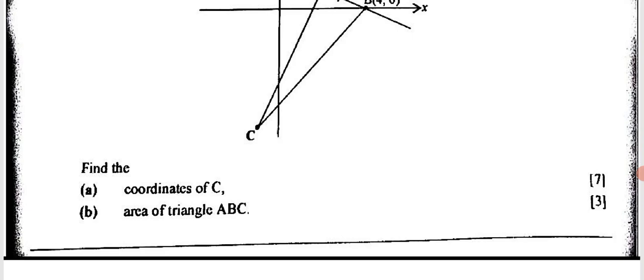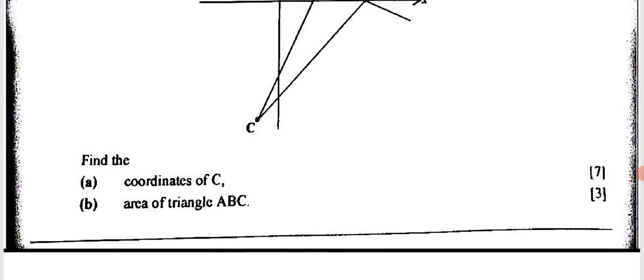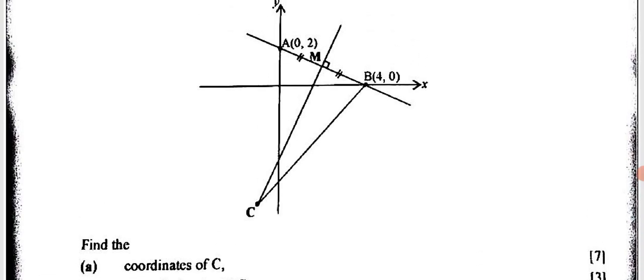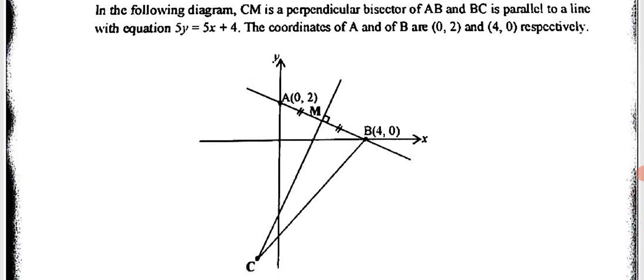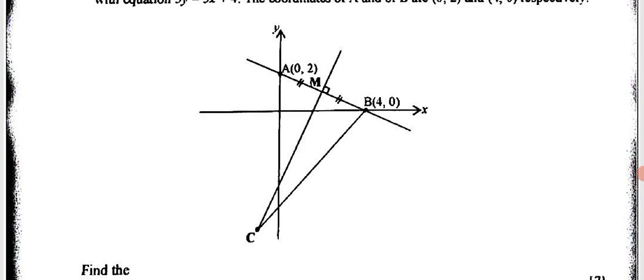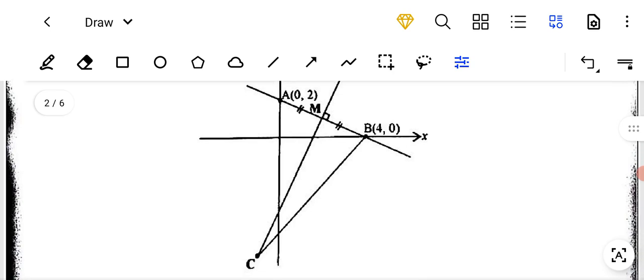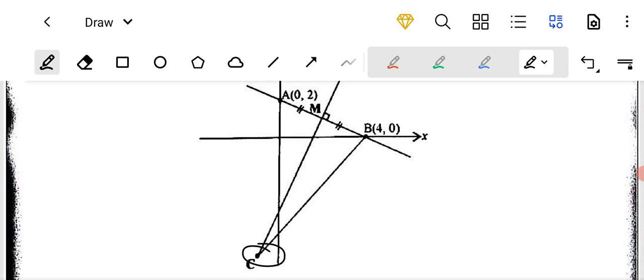So this first question was carrying a lot of marks, as you can see. 7 marks to find the coordinates of C because of how involving it is. So what do we need to know about finding the coordinates of C? We need to know the equation of the line CM and then the equation of the line BC. Solve them simultaneously, and then they'll give us the coordinates of C. Now how do we know that? How do we proceed, I mean?